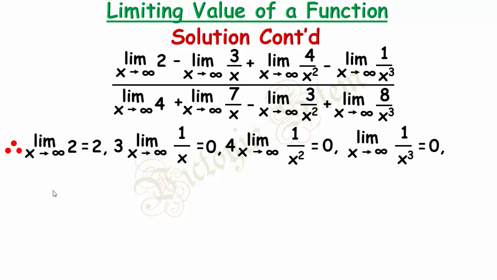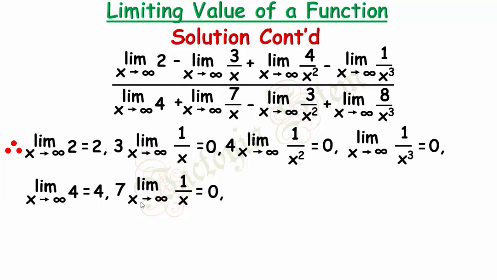Then we'll move to the denominator. Limit as x approaches infinity of 4 equals 4. As I've mentioned earlier, the limit as x approaches infinity of a constant is the constant. I'll pick the next value. Limit as x approaches infinity of 7 over x. So I factorized 7 out here, and of course we know the limit as x approaches infinity of 1 divided by x is 0. 0 times 7 is 0. And then we'll move to the next value at the denominator.